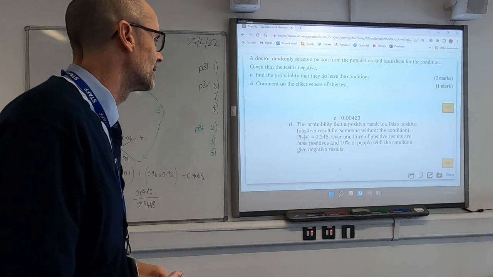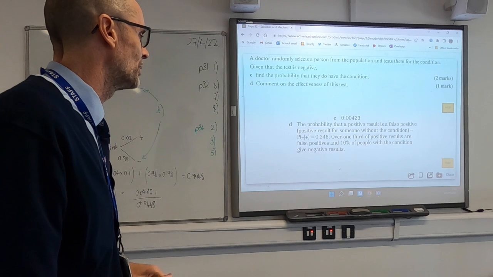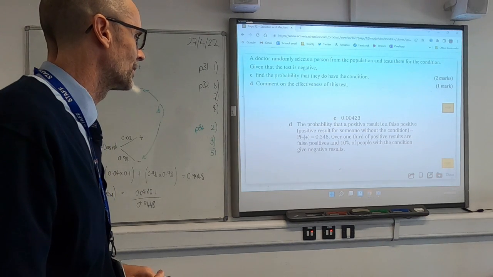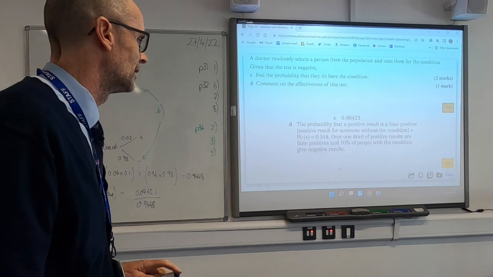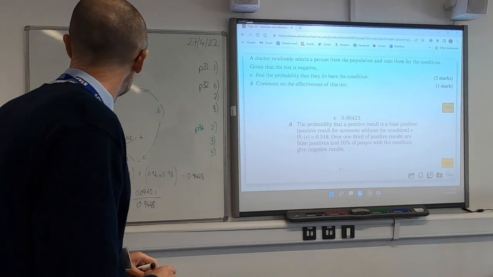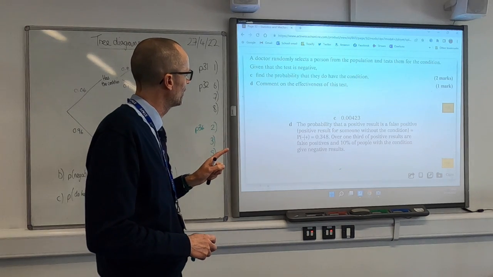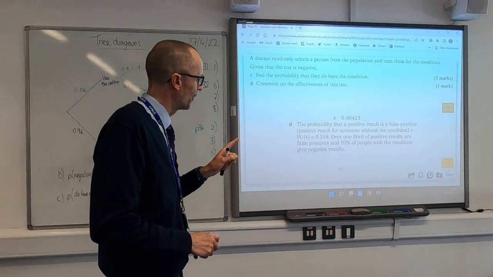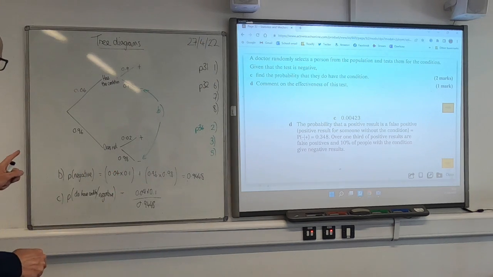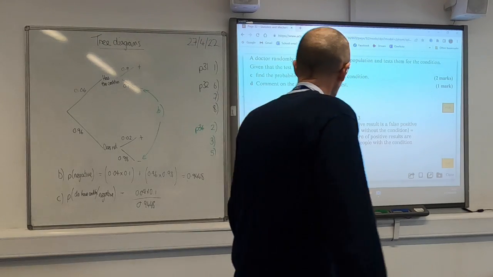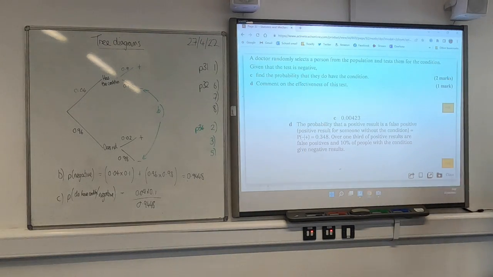Probability over 1/3 of positive results are false positives, and 10 people with the condition give negative results. Yeah, I guess, although the chance of a false negative is very, very low. I don't like that answer anyway. I think chance of a false negative, if you've got the disease, you want the test to test positive, so I think that's pretty good.